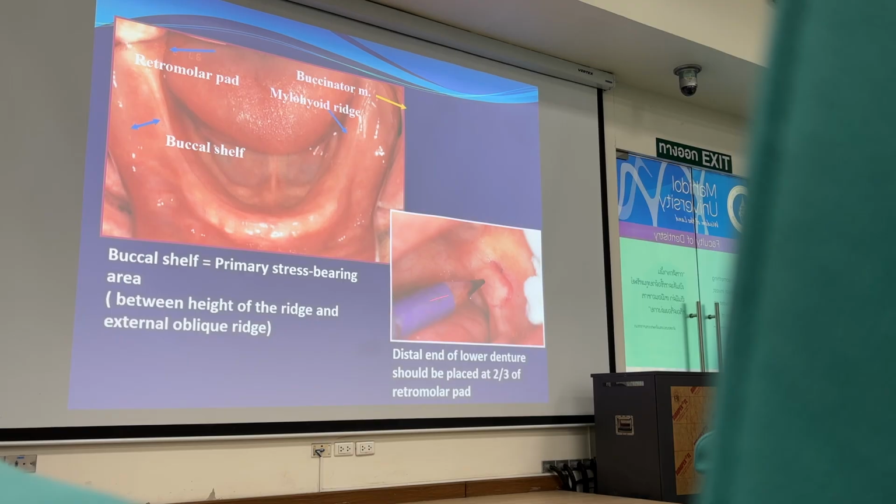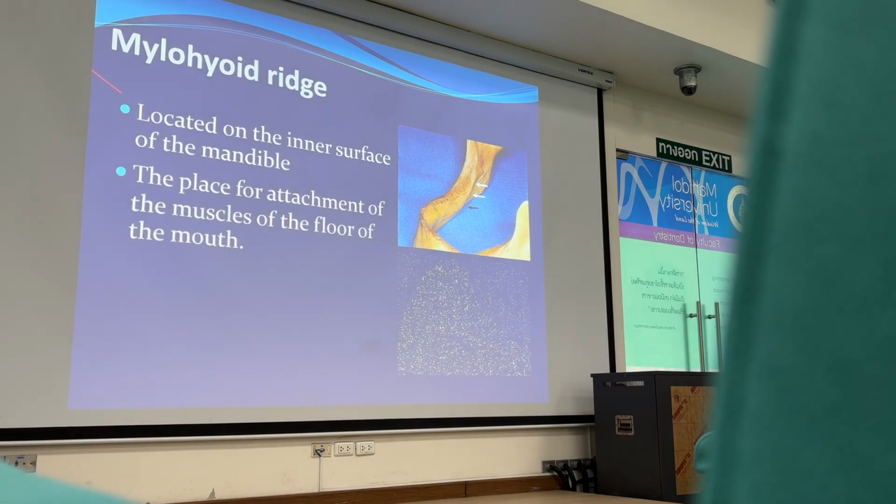This is the indelible pencil, so that is the blue, the violet color. My mylohyoid ridge here is located at the inner surface of the mandible, the place for attachment of the muscle of the floor of the mouth.